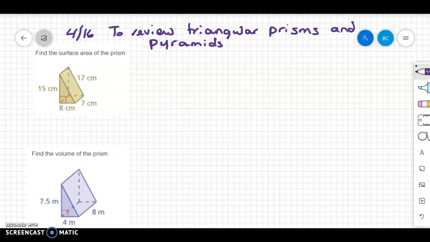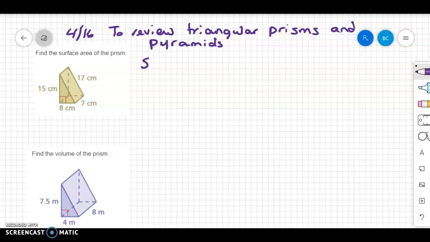So let's start with the prisms. I know this is a prism because it has a triangle on one face, and then the opposite face, the back face, is also a triangle, but it has rectangles in between. So when I'm finding the surface area of this prism, I'm actually going to have 5 faces. I'm going to have the front face, that back face, and then the 3 rectangles.